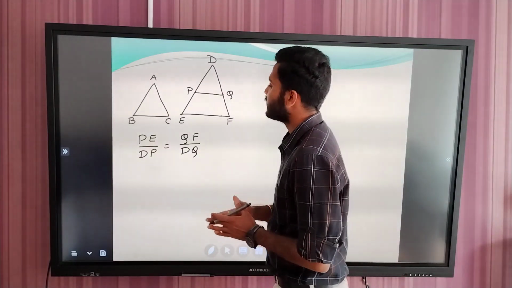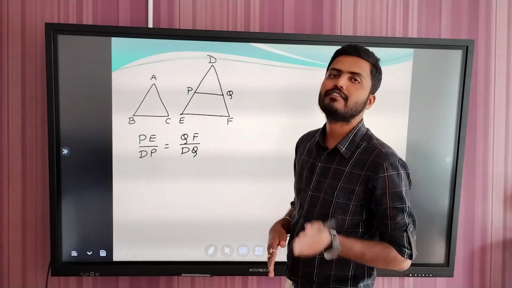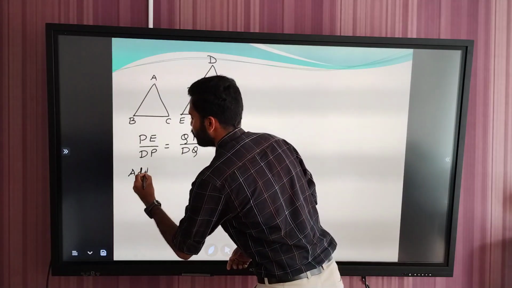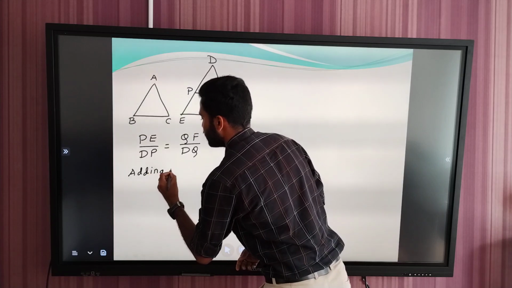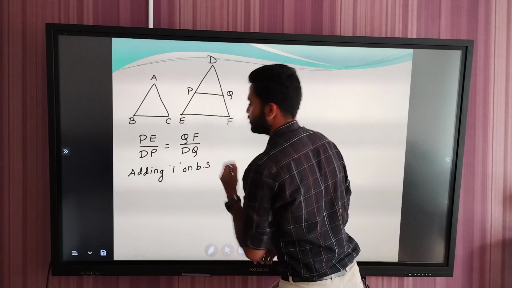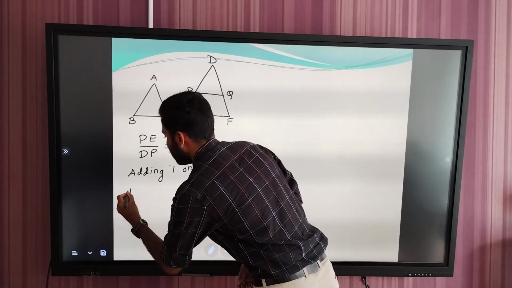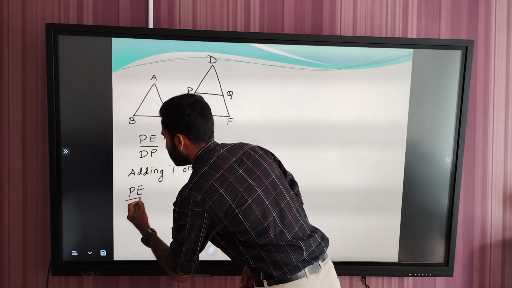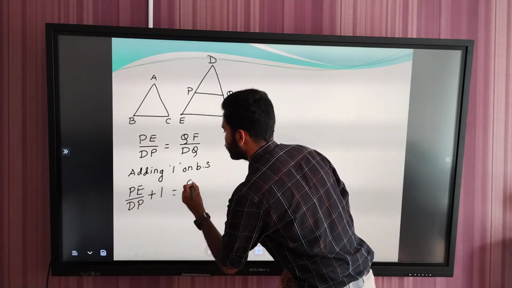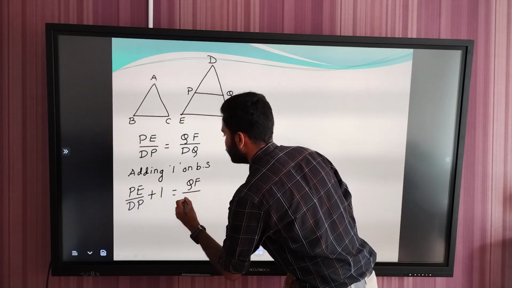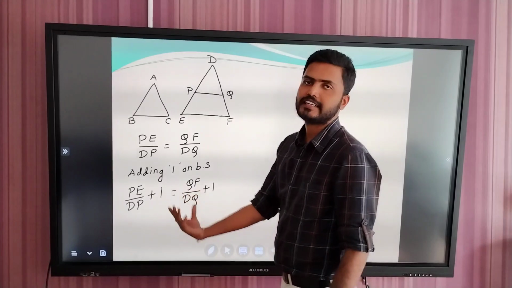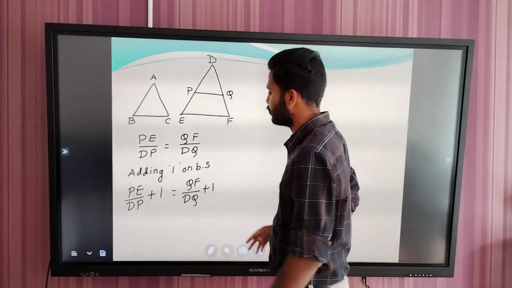Correct? So now my dear students, what I'll do is I'll just add 1 on both the sides. Okay? So adding 1 on both sides. PE upon DP plus 1 is equals to QF upon DQ plus 1. So on both sides of the equation, I have just added 1, correct?